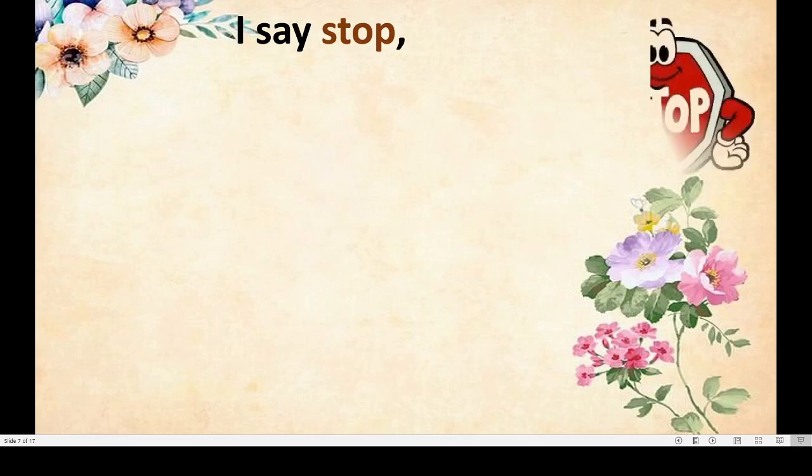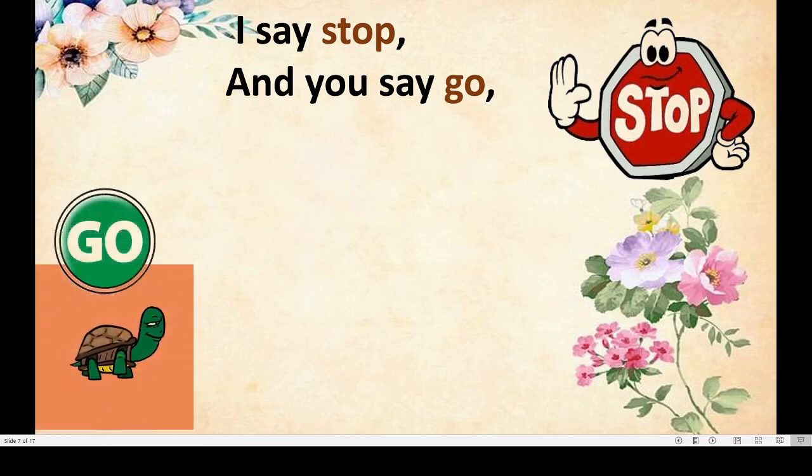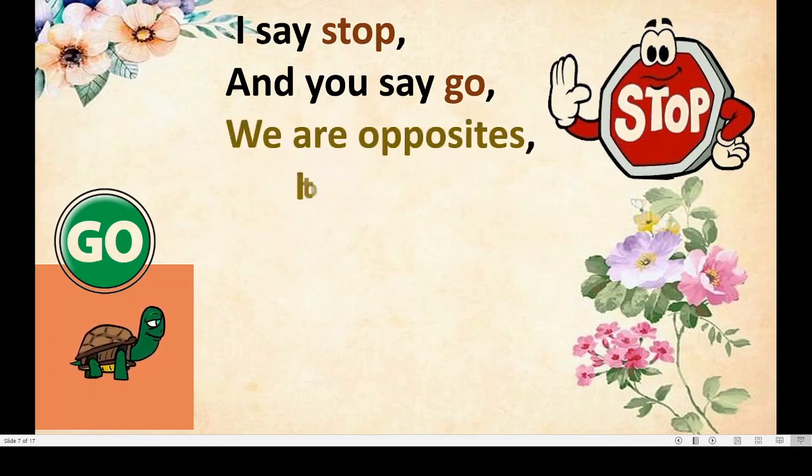I say stop. See, this is stop. We see the red signals on the traffic on the road, then we stop. That is, I say stop and you say go. See, this green signal tells us go, isn't it? They are opposite. Stop, go. When it says stop, we stop. And when it says go, we move, we begin. We start, correct? Yes.